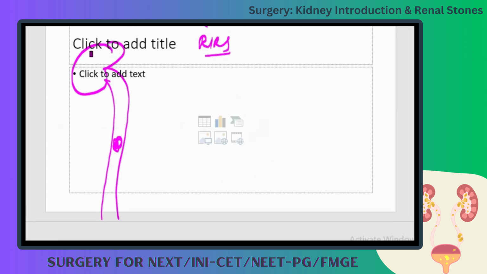Why is it retrograde? See, urine will be coming from kidney to ureter. This is the antegrade route. So here you are going retrograde. From below you are putting the scope. You are putting the laser. It is going inside until fragmenting the stone. So it is retrograde intrarenal. Whatever you are doing, it is in the kidney only. Retrograde intrarenal surgery. Clear?